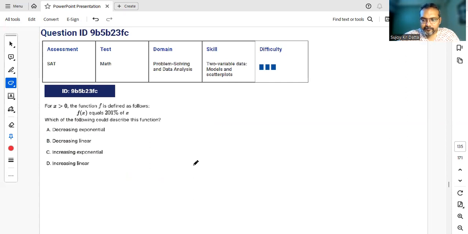Let's look at the next one. So the function is defined as 201% of x, means 2.01x. So clearly this is a linear function, right? It is some constant times x. That's it. So obviously it is an increasing linear function because it is positive. Let's go to the next question.